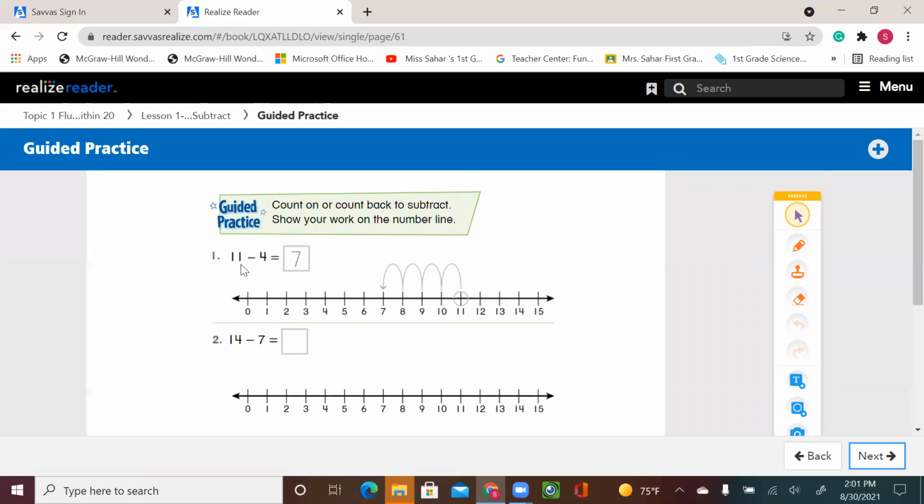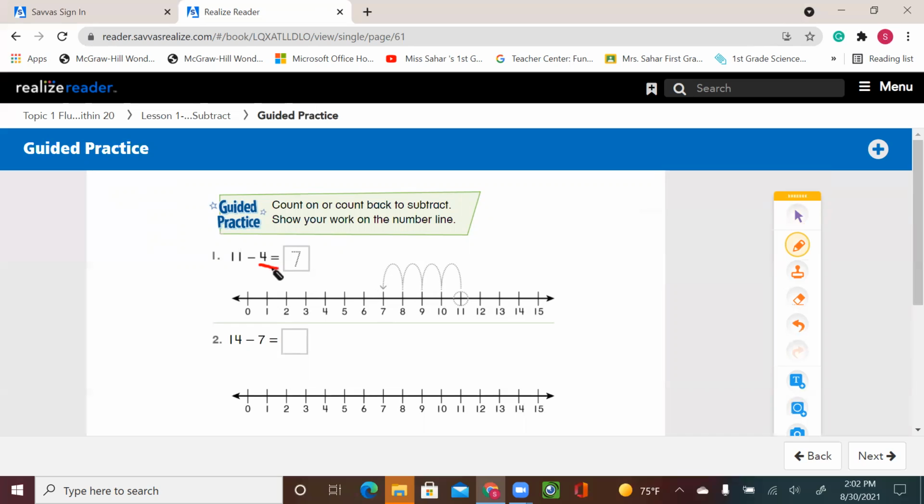Okay, let's see this together. Page 22, count on or count back to subtract. Show your work on the number line. All right, 11 take away 4. So I have this is the 11, and this is take away 4. So as you see the arrows, that means we count backward. So what we have to do, we need to go 4.